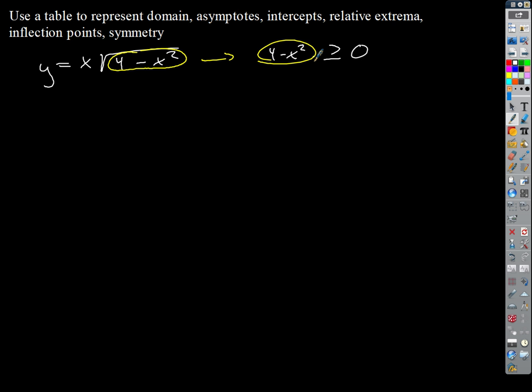Add x squared. We could add x squared to both sides, right? If we add x squared to both sides, I'm going to get the x squared on the other side of the inequality. So that's the same thing as saying x squared is less than or equal to 4, right? Okay, now what? Square root. Okay, I thought I heard that. So if we square root both sides, what's that going to give us?